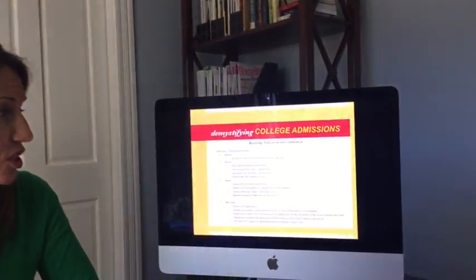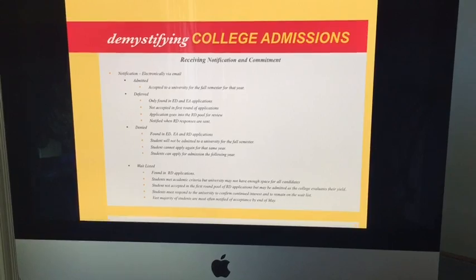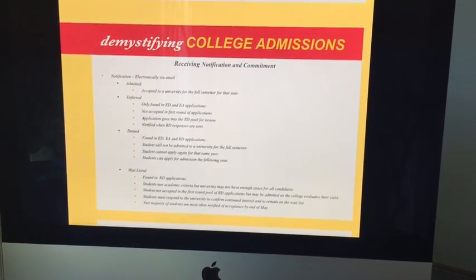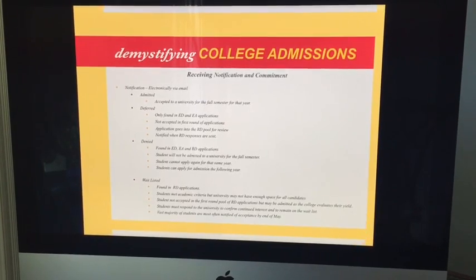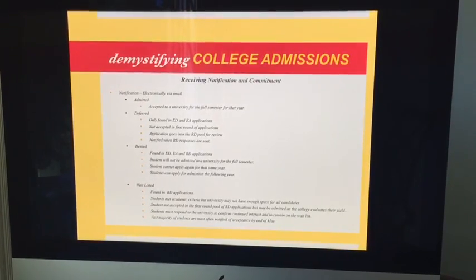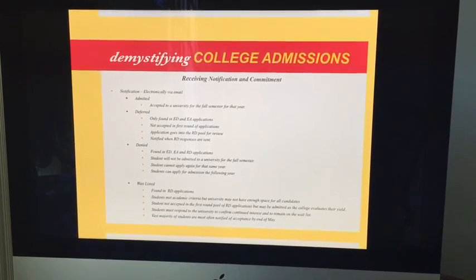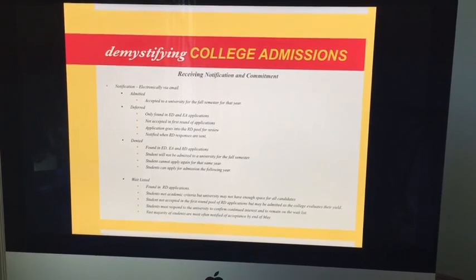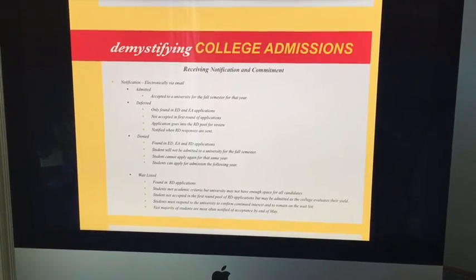Deferred is an option that typically only is found in ED, early decision, and EA, early action applications. What that means is that the student has not been accepted in the first round of the applications, but their application will go into the regular decision pool for review. They will be notified of their status when the regular decision responses are sent out.